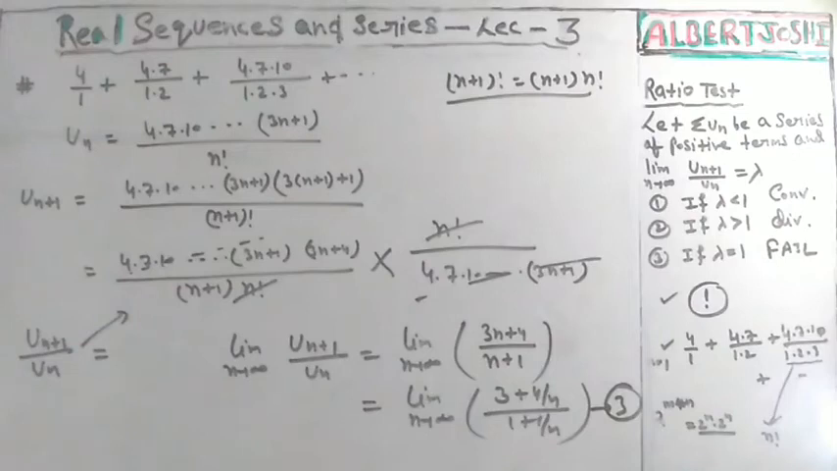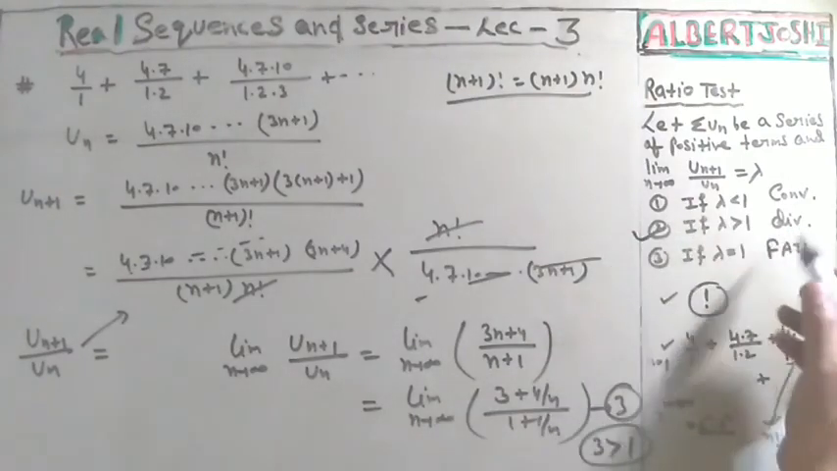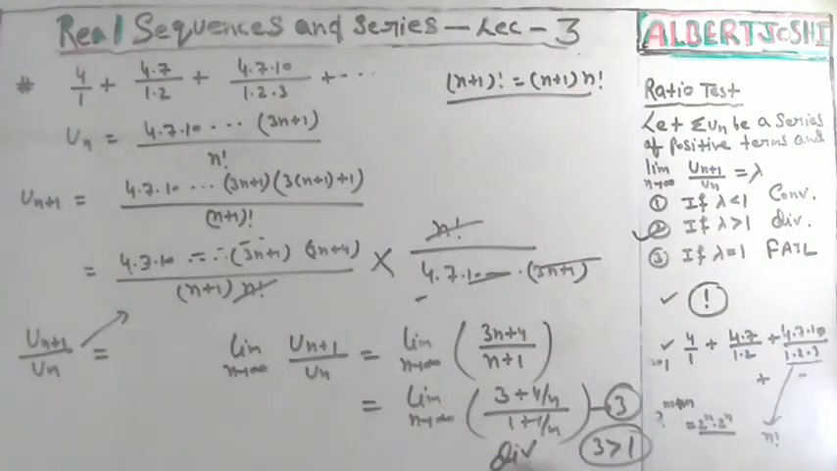So now you can see that this is 3, and this 3 is greater than 1. Whenever you get such a type of value, in this condition you can say that this is divergent, because whenever lambda is greater than 1, then the series is divergent.